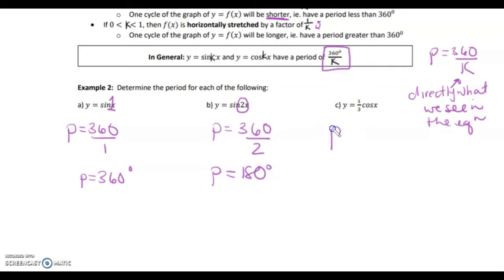And this time, this right here is the amplitude. So this actually has a k value of 1. So 360 over 1. So let's not get these two confused. So the period of this one is 360. This one's just going to be vertically shorter. Nothing's happening. So this is a vertical compression. Nothing's happening with the horizontal.